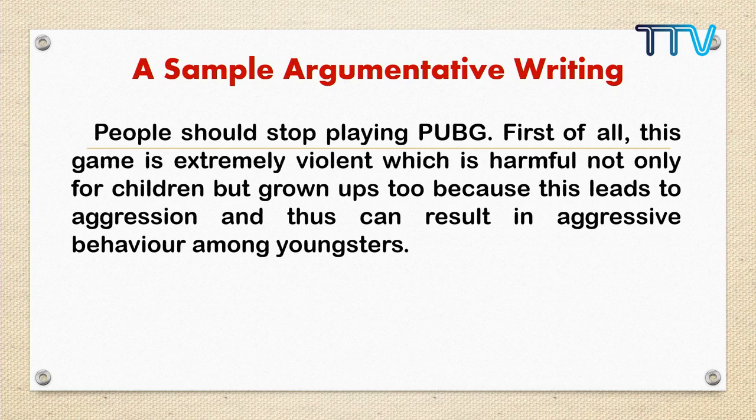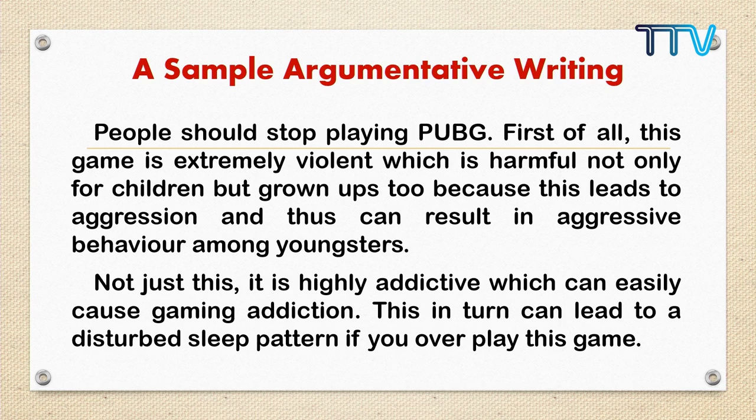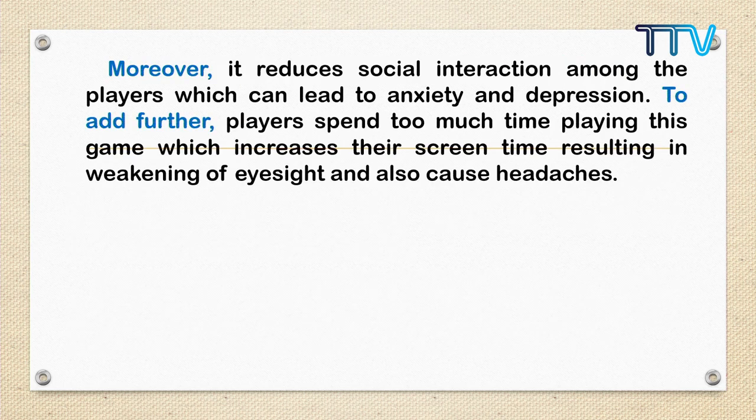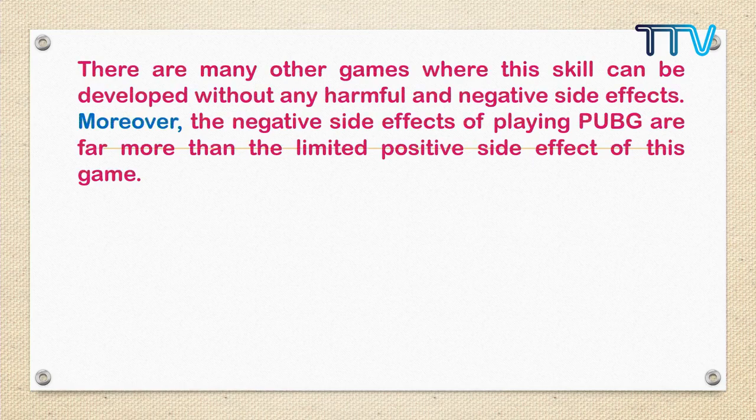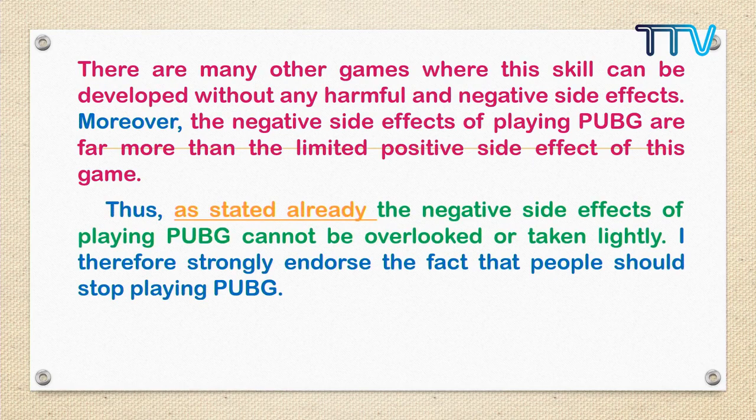This was a sample argumentative writing I discussed with you: people should stop playing PUBG. First of all, not just justifying. So you will see a counterclaim here. Moreover, it reduces yet further. Now look at the counterclaim. Many players might argue that this game enhances coordination skills as they need to coordinate their reaction and interpretation of the brain with the movement of their fingertips and hands. So this is the counterclaim. However, your rebuttal: this is not the only game where this happens. There are many other games. So you are doing a rebuttal of that, and then finally you are concluding, restating. Thus, as stated already, the negative side is clear, and I therefore strongly endorse the fact that people should stop playing PUBG. This is something I made use of in my session.